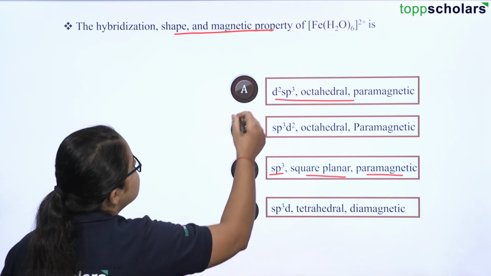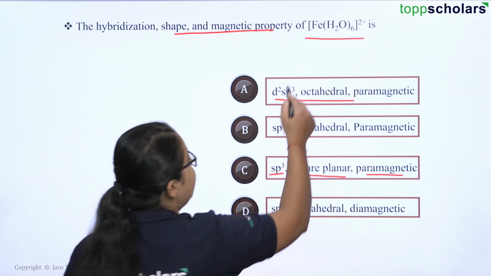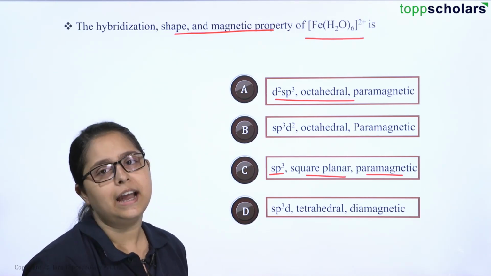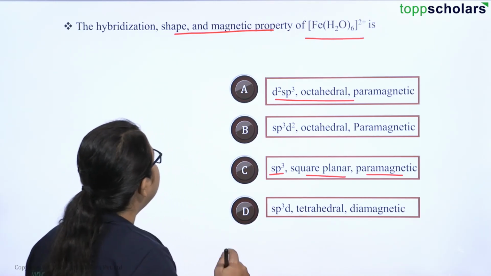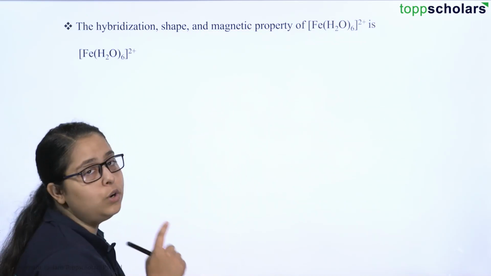Over here, if you will see this [Fe(H2O)6]2+, this complex has Fe as the central atom, right? And this H2O is a weak ligand. Please remember that. Okay. Now, let us have the electronic configuration for this [Fe(H2O)6]2+.